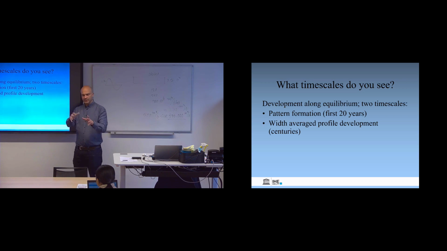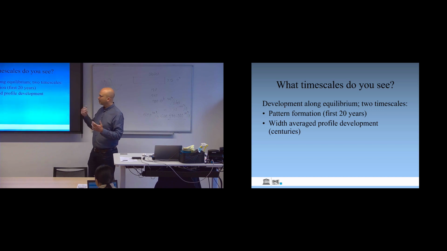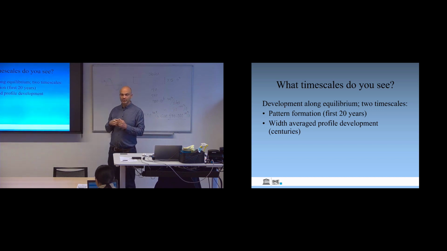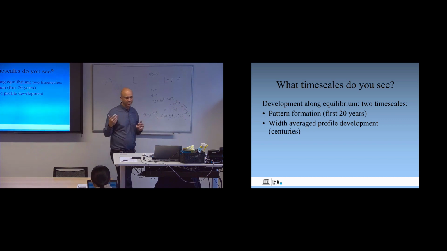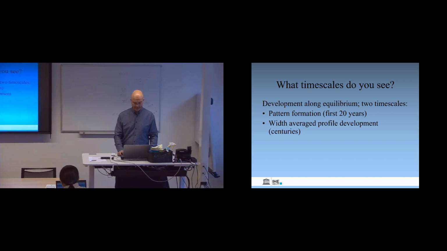Once this alternating bar pattern has established, it is basically in equilibrium, but then you see this very slow migration of these bar patterns. That's what I consider to be the two time scales in this picture. One is the pattern formation, channel shoal systems, and the other is the width average profile, so it's basically the time scale of the entire system.